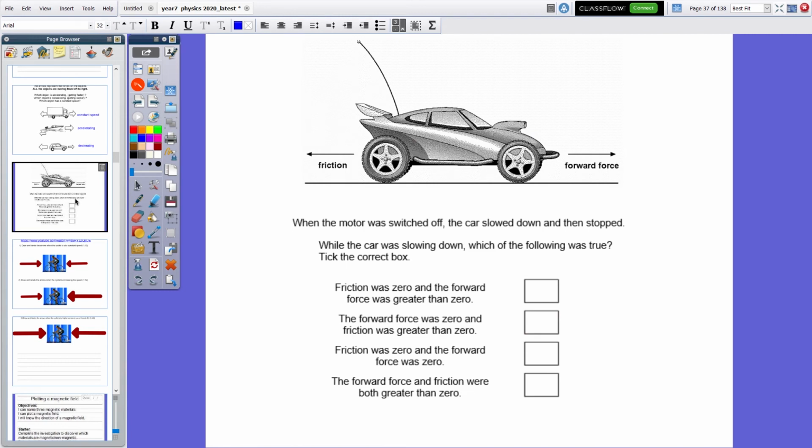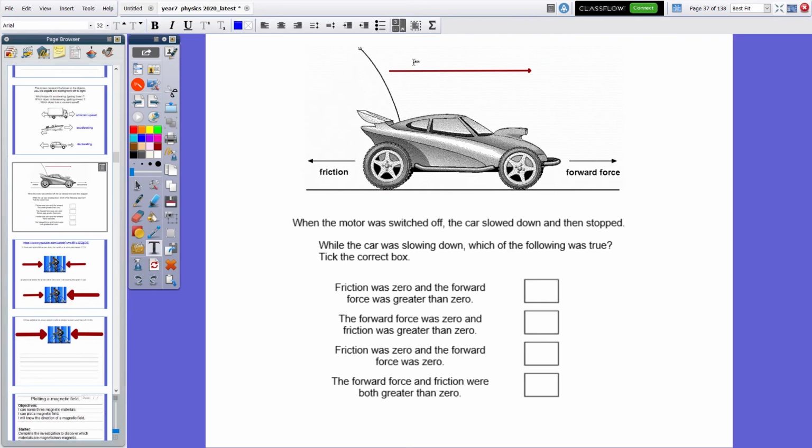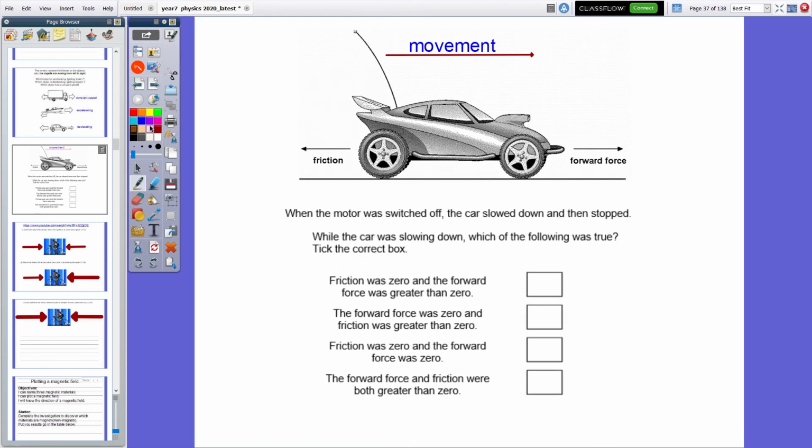One more question that we can have a little look at, and then if you want to, you can go and rewatch the videos again. Okay, here's this question, and in the question, the car is moving from left to right. So let's just put that in. This is an arrow just to show the movement of the car. When the motor was switched off, the car slowed down and then stopped. So the motor's been switched off.